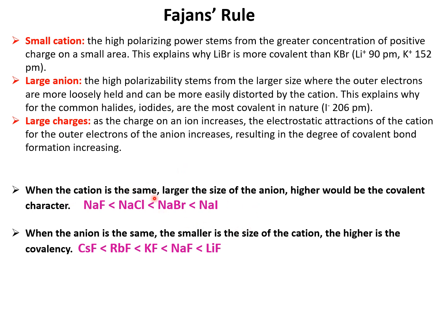So when the cation is the same, the larger the size of the anion, the higher would be the covalent character. You can see the trend over here: NaF less than NaCl less than NaBr less than NaI. When the anion is the same, the smaller the size of the cation, the higher is the covalency. In that case: cesium fluoride, rubidium fluoride, potassium fluoride, sodium fluoride, and lithium fluoride.